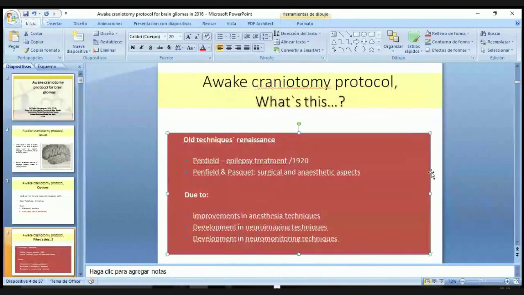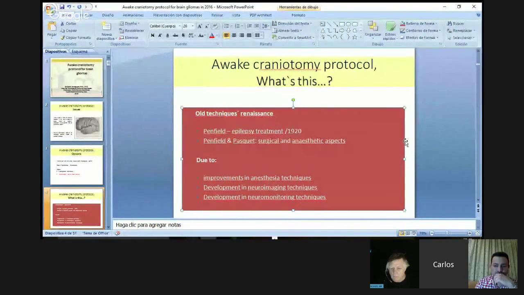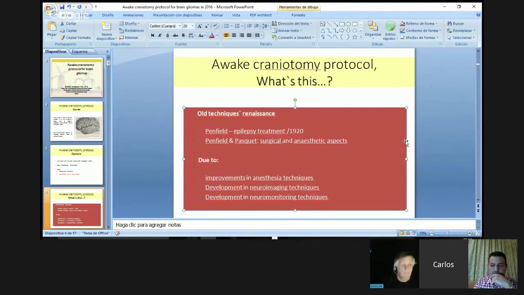It's just a renaissance. In 1920, it was described by Penfield during epilepsy treatment. After that, Penfield and Pasquet described the whole protocol about the surgical and anesthetic aspects. The awake craniotomy these days is more secure, specifically thanks to the improvements in anesthesia techniques, the development in neuroimaging techniques, and the development in neuromonitoring techniques.